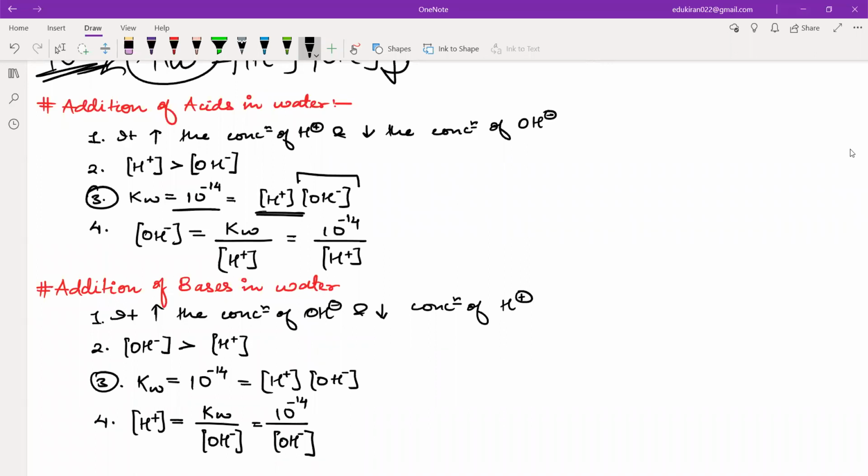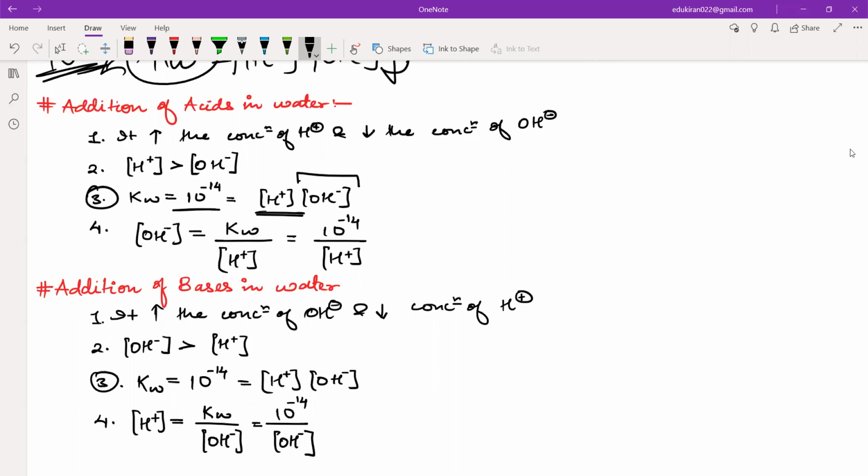Then always remind yourself, if I'm adding acid, the concentration of H plus is increasing, but the concentration of OH negative is also decreasing. From 9th standard, whenever you started learning about acids, there was only talk about H plus, and with bases, there was only talk of OH negative. But both of these things are happening. We increase the concentration of H plus and decrease the concentration of OH negative if we add acids in water.